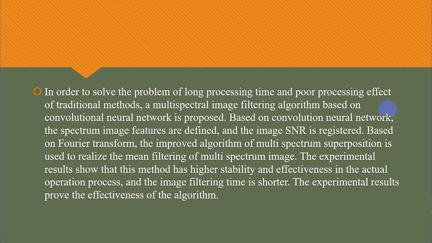Based on Fourier transform, the improved algorithm of multispectrum superposition is used to realize the mean filtering of multispectrum image. The experimental results show that this method has higher stability and effectiveness in the actual operation process, and the image filtering time is shorter. The experiment shows the effectiveness of the algorithm.